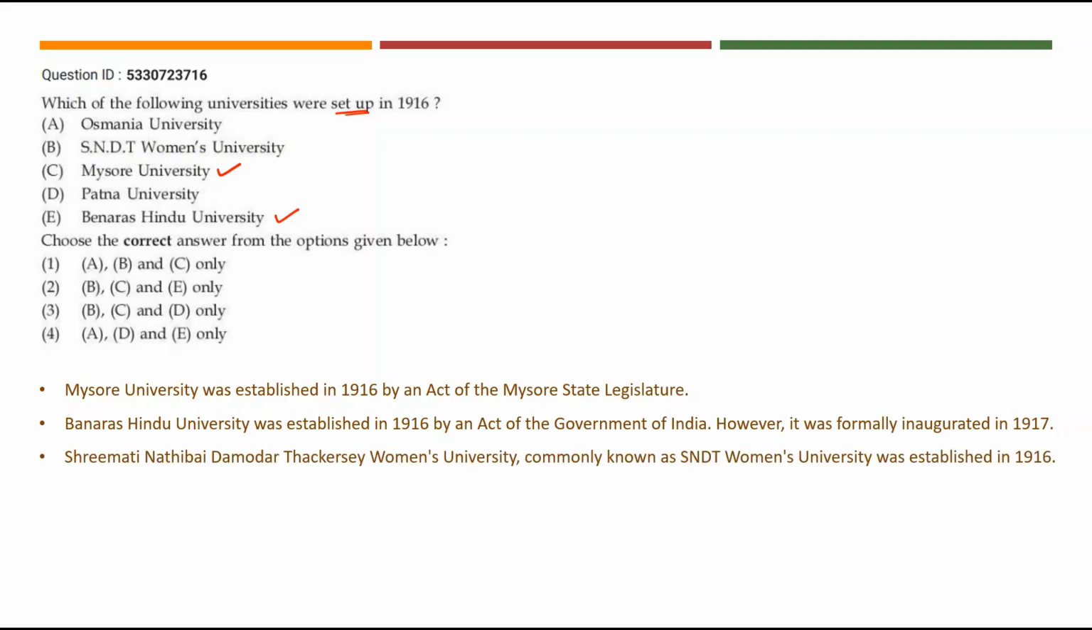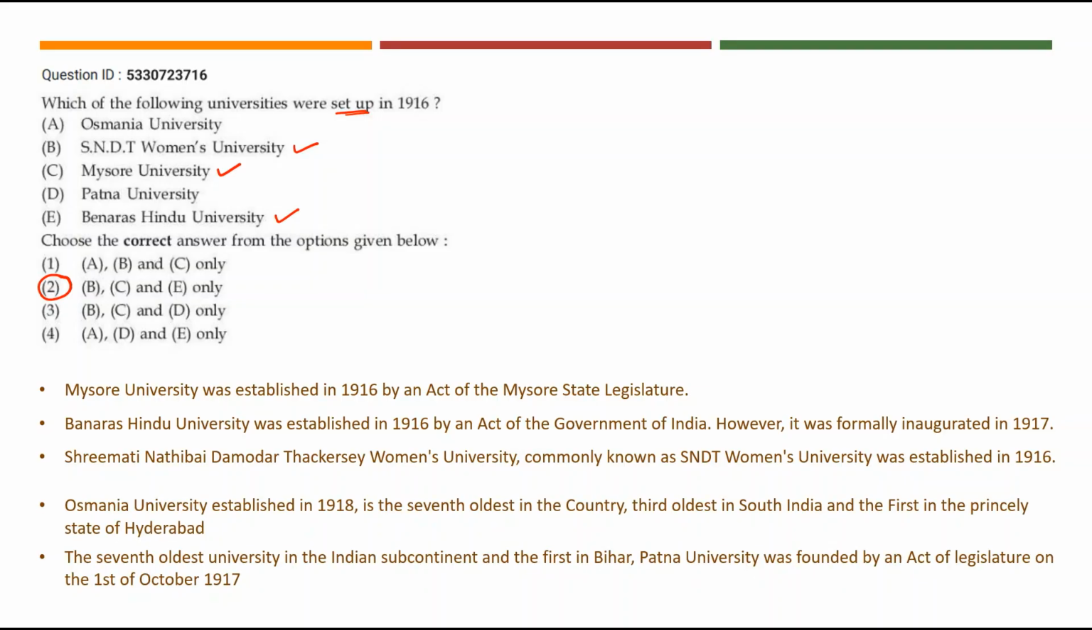Srimati Nadibai Damodar Thakurse Women's University, which is known as SNDT Women's University, was established in 1916. So B is also included. B, C and E. Option number 2 will be the right answer. What about the other two options? Osmania University and Patna University.